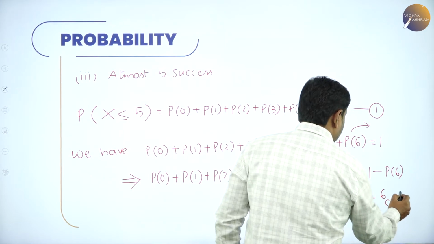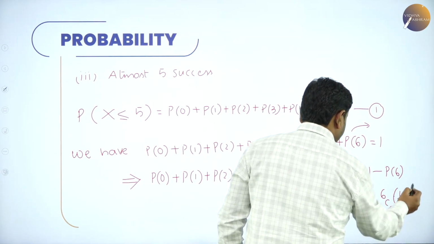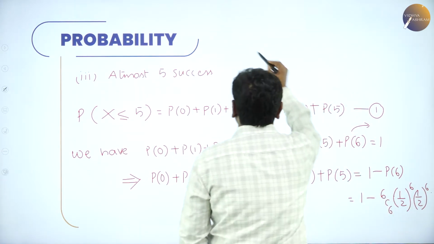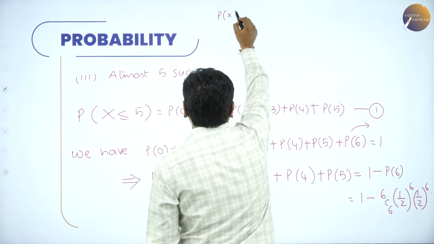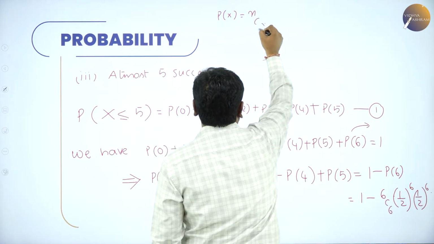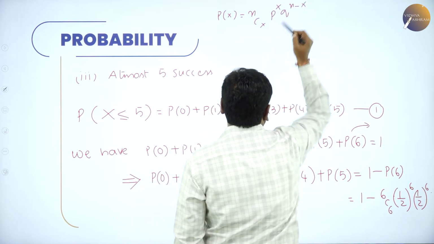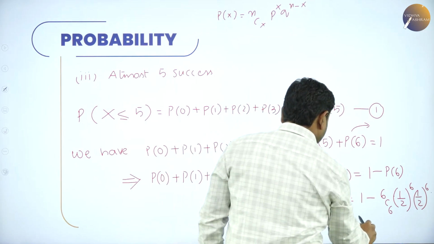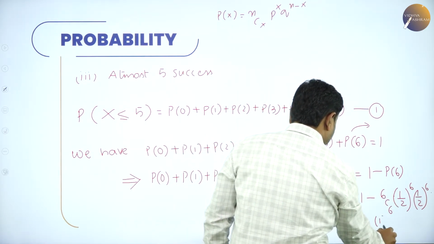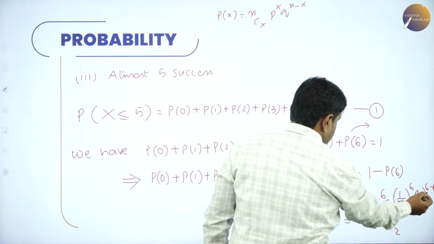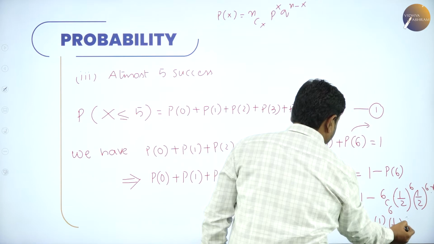6C6 (1/2)^6 (1/2)^(6 minus 6). I am using the nCx formula. What is P of x, dear students? P of x is nCx p^x q^(n minus x). I am using this. 6C6 is 1, again (1/2)^6, so 6 minus 6 is 0, and we are left with (1/2)^6.